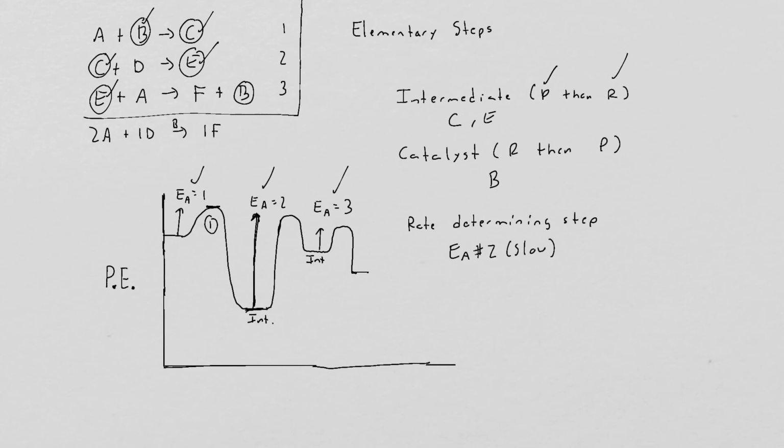Unfortunately, our catalyst occurs in step number 1. If you were trying to speed up this reaction, you would try to get a catalyst that would affect the second step. And if you did find one, that would speed up the reaction, because this is the step number 2 here that is slowing you down.